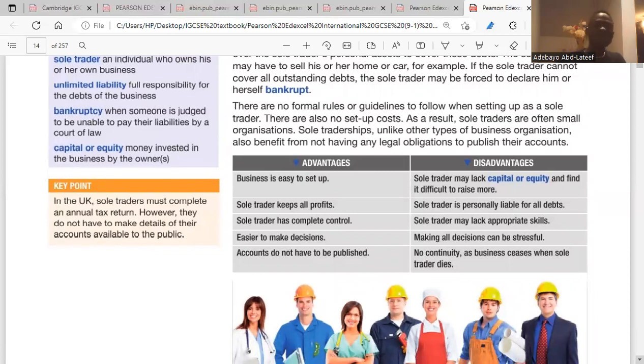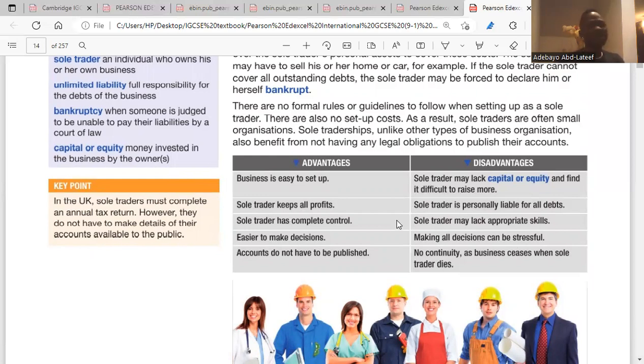For the advantages of a sole trader, first, the business is easy to set up. As a sole trader, you can set up the business even within your house. You can have a shop around here, or a small office around here. You don't need a big premises, or a significant or huge store to start up with. So it's easy, and you don't need any formality or any paperwork.